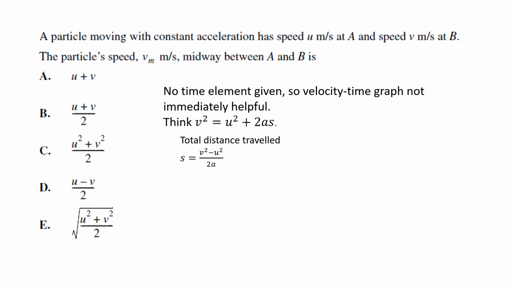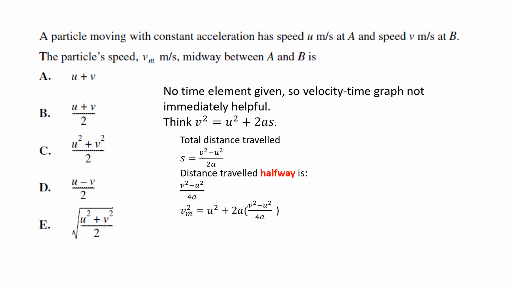What this means is we can get an expression for the total distance traveled over the journey from A to B, and at the halfway point, it would be represented by that particular expression. Now, you don't see acceleration in the final expression for the particle speed at the midway point, but if we return to v squared equals u squared plus 2as and replace s with the given expression you see before you, you'll notice that the a's will cancel.